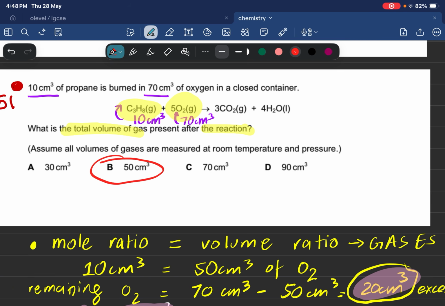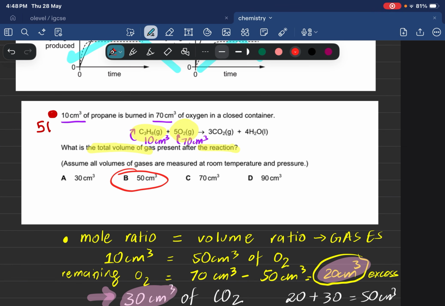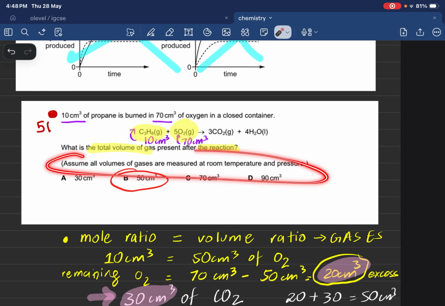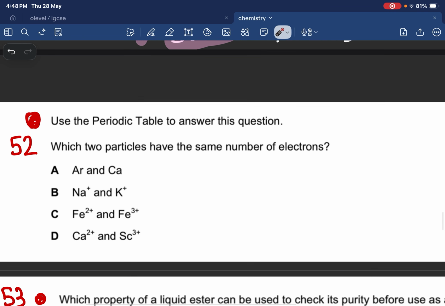These are like the brain teaser questions you have to be proficient with. Understand the tricks and tactics the examiner uses. He's just written one line to tell you that you don't have to consider H2. If this line was not there, then you would. So be clever. Okay, use the periodic table to answer this question.